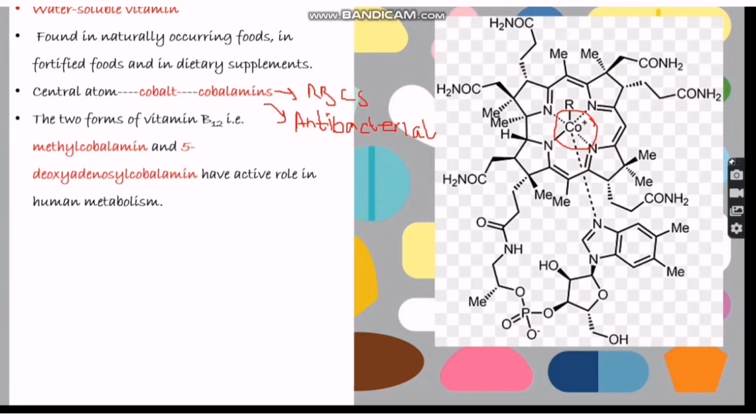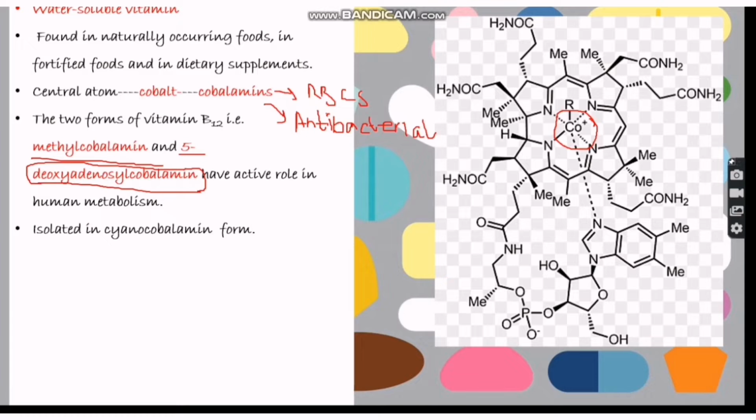So there are two forms of vitamin B12. One is methylcobalamin and the other one is 5-deoxyadenosylcobalamin. Methylcobalamin is important for brain and nerves, and as well as for production of RBCs, whereas 5-deoxyadenosylcobalamin is really important for an enzyme. This enzyme actually catalyzes the conversion of L-methylmalonyl-CoA to succinyl-CoA. So these two, methylcobalamin and 5-deoxyadenosylcobalamin, have an active role in human metabolism.